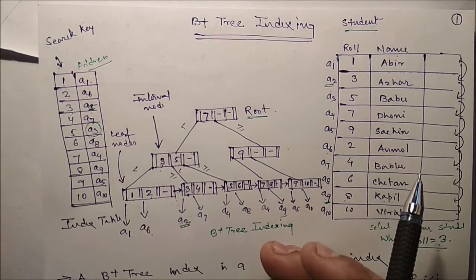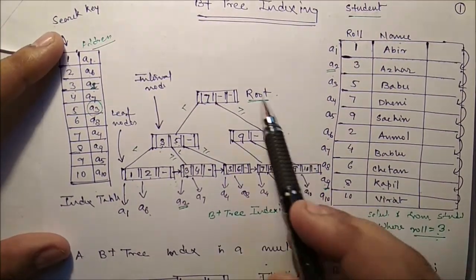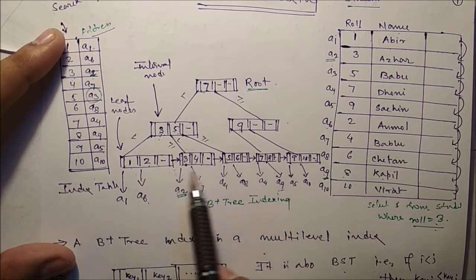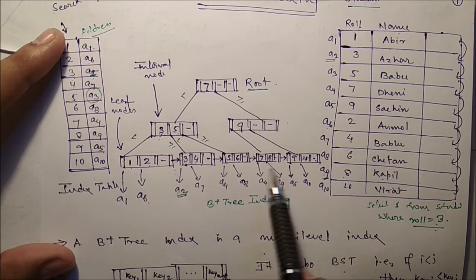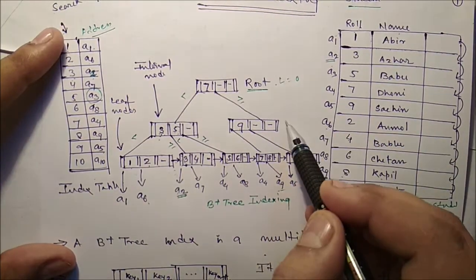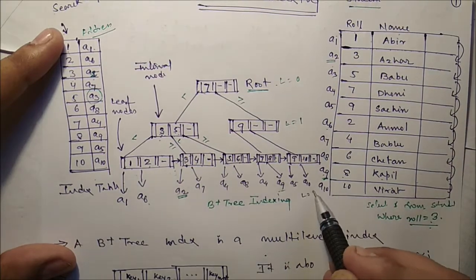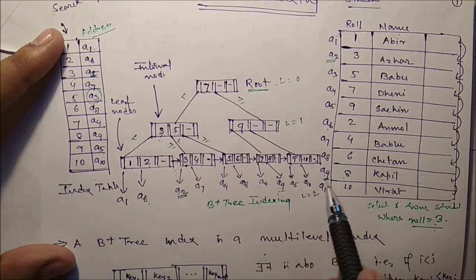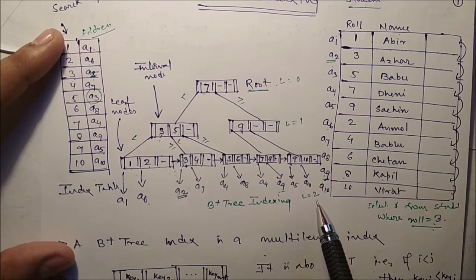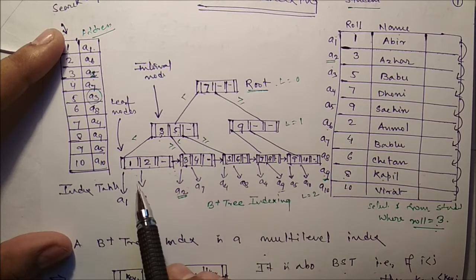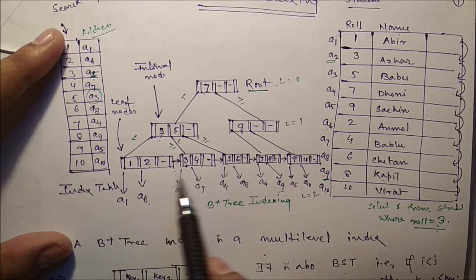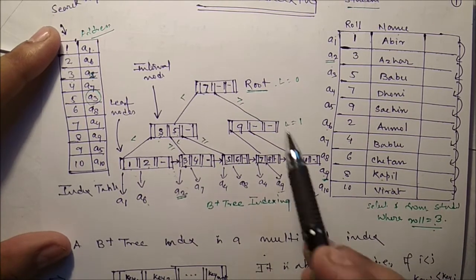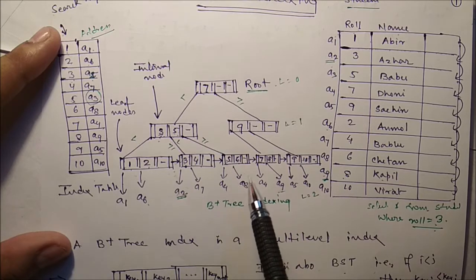Now one more thing we can see here, it is a height balanced tree. Height balanced tree means all the leaf nodes are present at the same depth, in the same level. So this is level 0, this is level 1, this is level 2. All the data, all the roll numbers are present in level 2. That means to search a particular roll number, it needs constant time. The searching time for each and every roll number is fixed. It is constant.